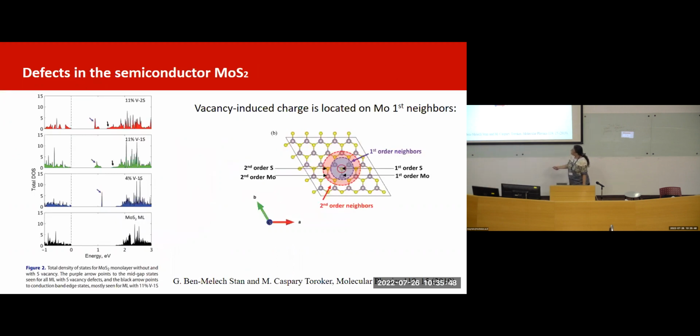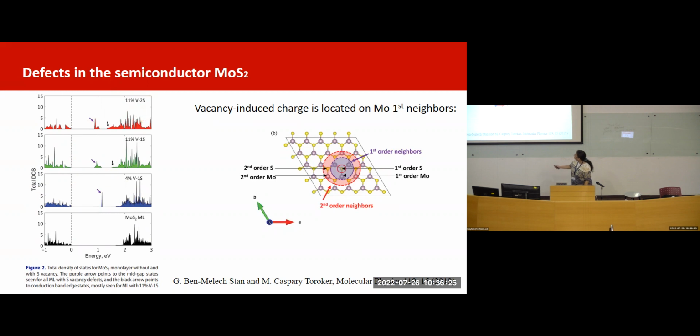And here we can see on the left panel the density of states. This is something whoever is doing DFT calculations is used to looking at: the number of states on the y-axis as a function of the energy for different concentrations of vacancies. We have the 11% and the 4% amount of vacancies. V2S just means that the vacancies are also clustered. It's effectively a larger concentration of vacancies.